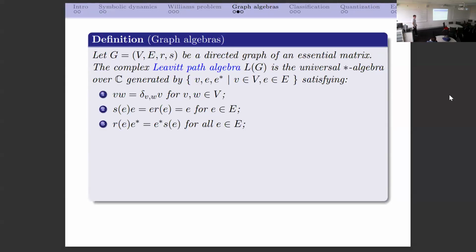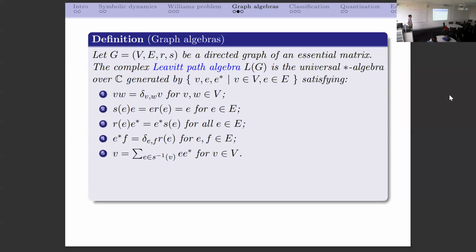And the same for the inverse, only in the opposite order. I don't want to think about it as an inverse, but you should think about it as an edge going in the other direction. When you multiply an edge by its adjoint, or by a star, you get the range of that edge unless the edges are different, in which case you get 0. And then finally, you can reconstruct a vertex by taking sums over an edge times its adjoint when you look at all edges emanating from that vertex.